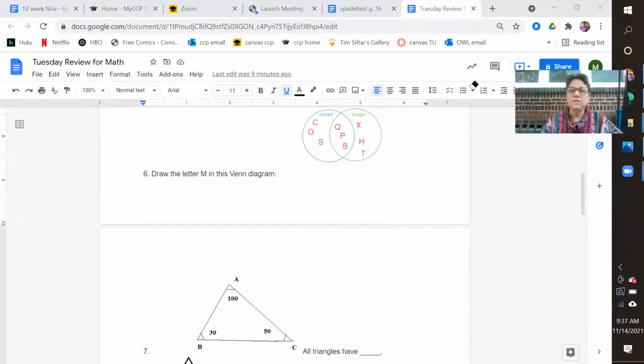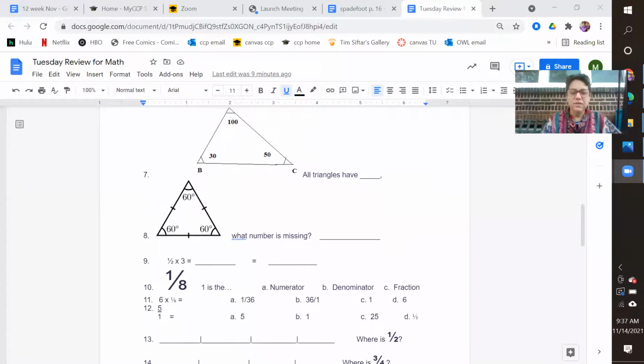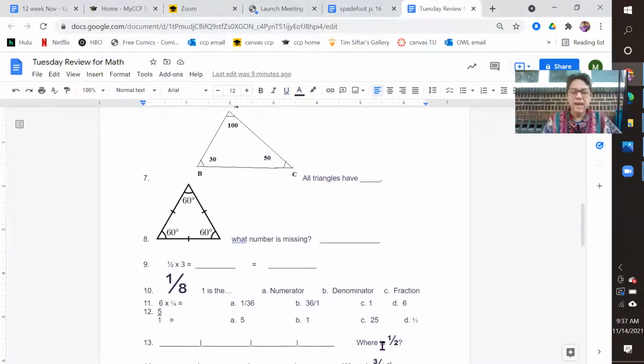The next one is this triangle, as you can see, and it says all triangles have. So for triangles, what we need to do is add up the triangle's corners, right? The angles of the triangle. So here we have 100 and 30 and 50. A is 100, B is 30, C is 50. We just have to add them up.